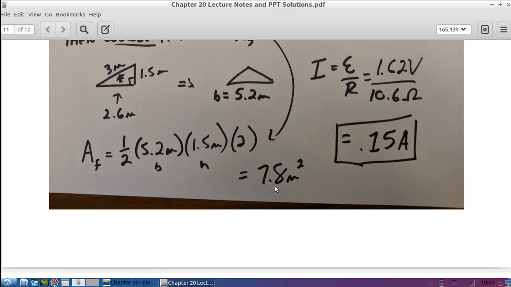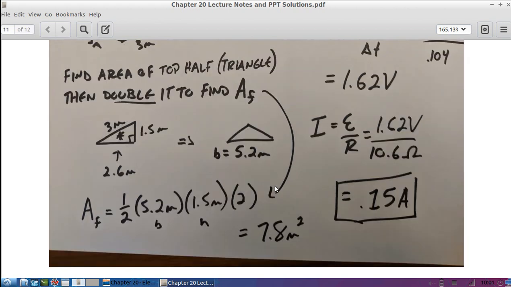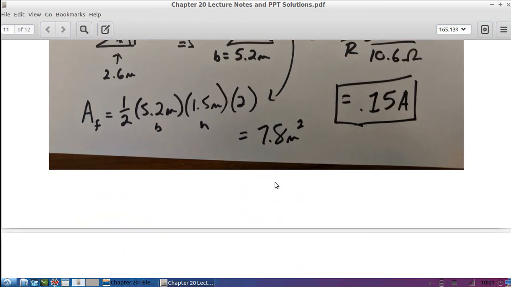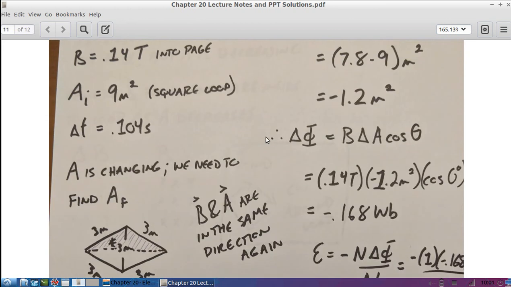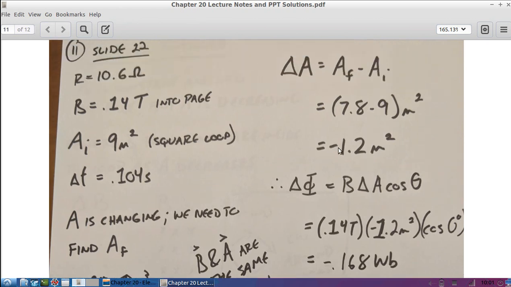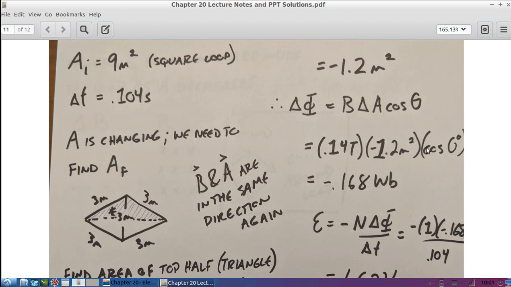So A final is actually less than A initial. So delta A is going to be negative. Delta A is 7.8 meters squared minus 9 meters squared. And that gives me a change in area of negative 1.2 meters squared. Let's calculate the change in flux, and then I'll substitute that into Faraday's law, and I'll get the induced voltage. Constant magnetic field, my change in area. Again, my magnetic field and my area vector are parallel to each other. Once again, I don't have to worry about an angle change.